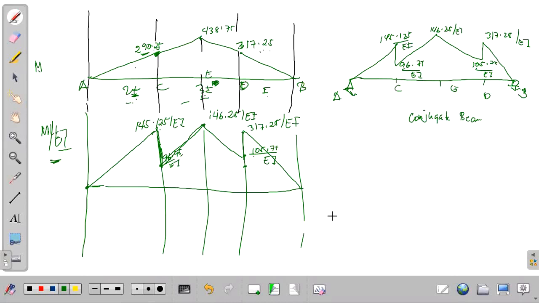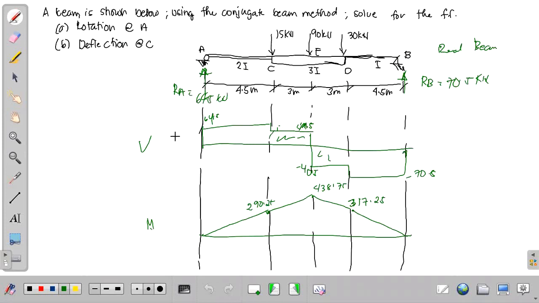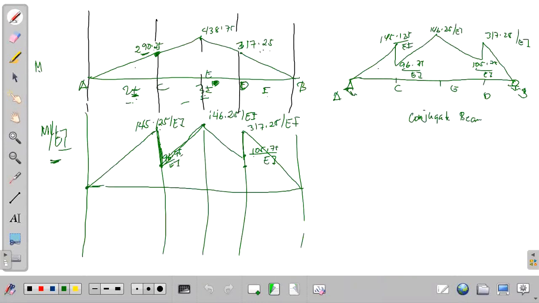So after drawing the conjugate beam, makukuha na natin. So ang hinahanap natin is rotation at A. So for the rotation at A, we need to solve for the shear at A in our conjugate beam. Okay? And for the deflection at C, we need to solve for the moment at C in our conjugate beam. Okay? So we need to solve these two for us to determine the rotation at A and deflection at C. Okay? So balik tayo dito. Okay? So pataas yan.